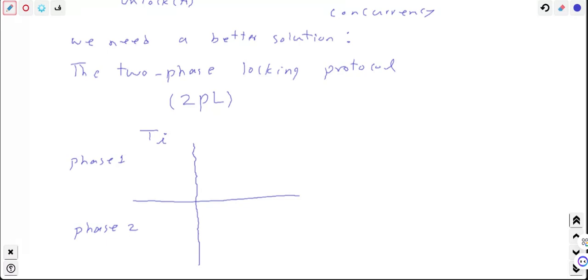This is the rule of 2PL. 2PL forces a transaction to be divided into two phases. In the first phase, the transaction should only take locks, and in the second phase, the transaction should release locks and cannot take a new lock.